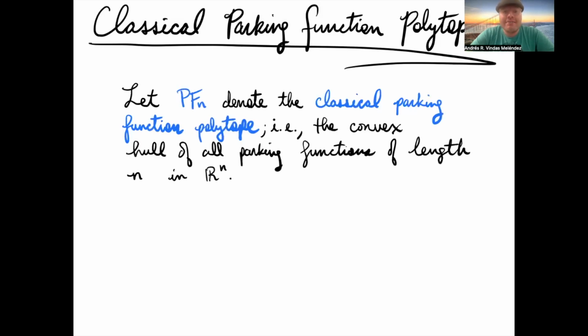So before I define a classical parking function, let me just quickly define a polytope. So a polytope can be thought of as a higher dimensional generalization of a polygon. So in 2 dimensions, we have polygons. In 3 dimensions, we have polyhedra. And so on. In higher dimensions, we can say it's an n-dimensional polytope.